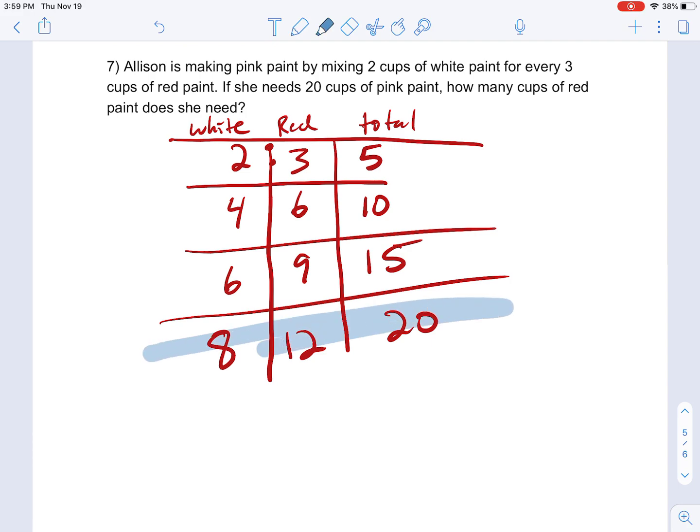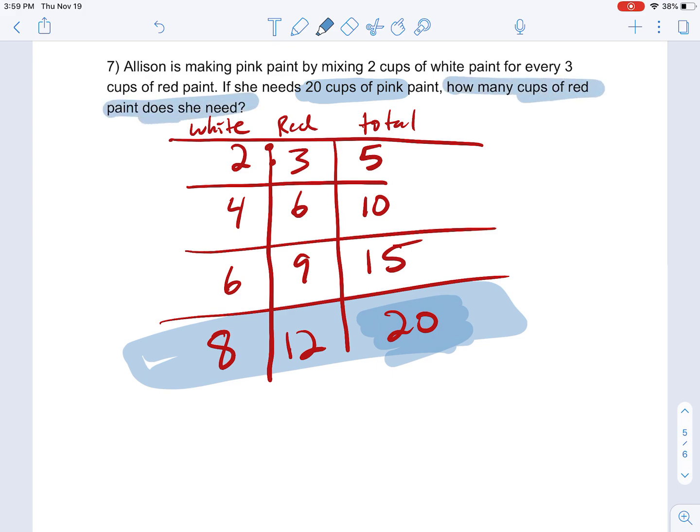So here is our row that we're going to get our information from. If she needs 20 cups of pink paint, which we have here, how many cups of red paint does she need? Red paint is in this row, so she would need 12 cups of paint. 12 cups of red paint.